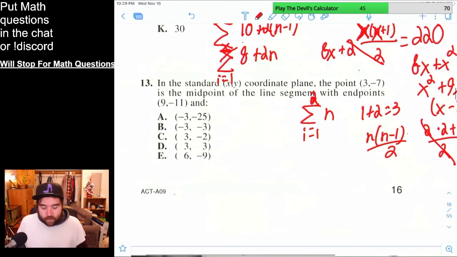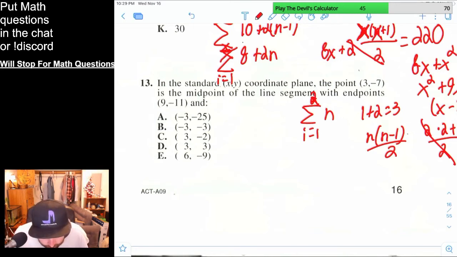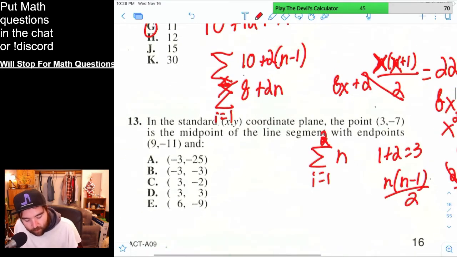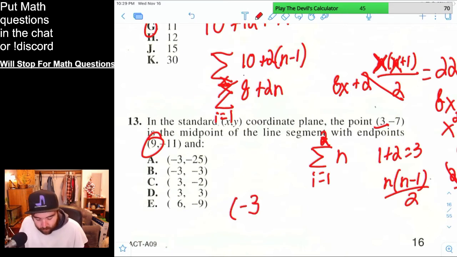All right. 13. In the standard coordinate plane, the point 3, negative 7 is the midpoint of the line segment with endpoints 9 and negative 11. And wait, what? The midpoint means just in the middle of both coordinates. So if one side is 9 and the middle is 3, that's 6 different. So to get the other one, we'd have to say it's negative 3.